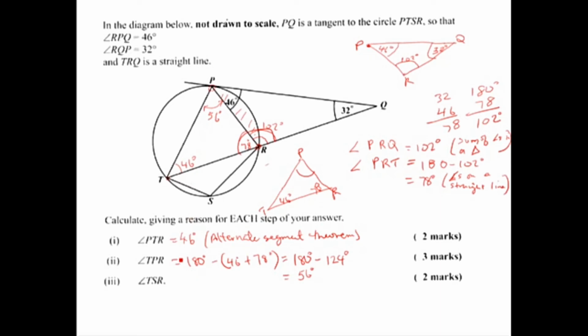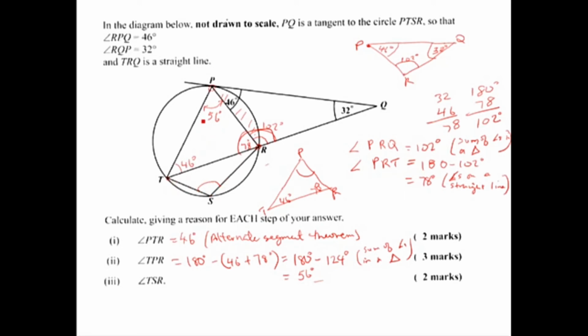So we found that angle here, P, is 56 degrees. And don't forget our reason for this is sum of angles in a triangle. This is the angle symbol. This is the triangle symbol. Okay, so now we're down to TSR, T to S to R. So we have to find this angle here, from T to S to R.